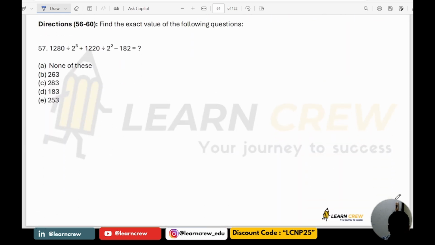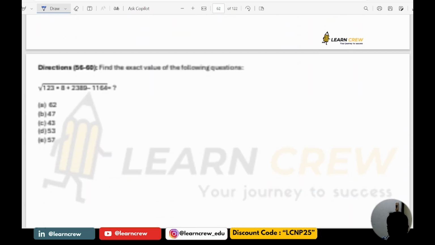Next, 1280 divided by 2 cube. So 1280 divided by 8 is 160, and 1220 divided by 4 is 305 minus 182. So the answer would be 283. 283. Option C is the answer.